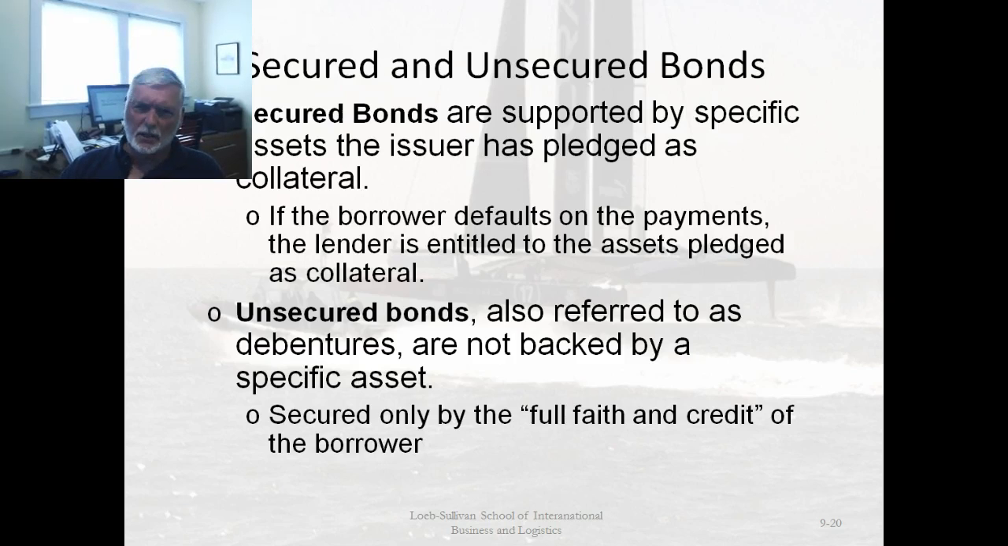There are basically two kinds of bonds, secured bonds and unsecured bonds. Secured bonds are secured by a specific piece of property or an asset. So in the event that the lender does not pay within the terms of the agreement, the bondholder has the right to take the asset.